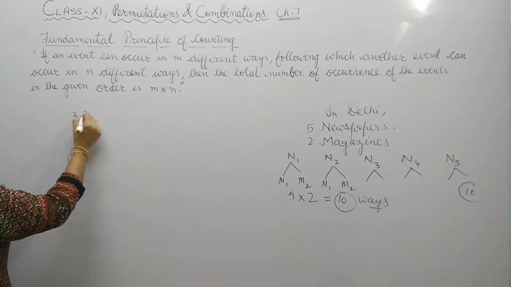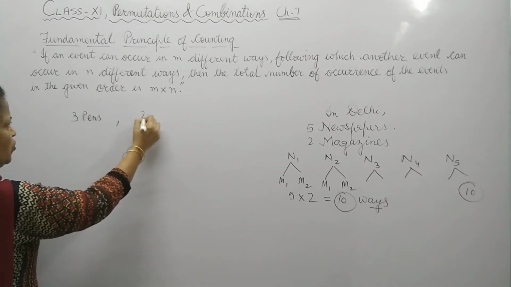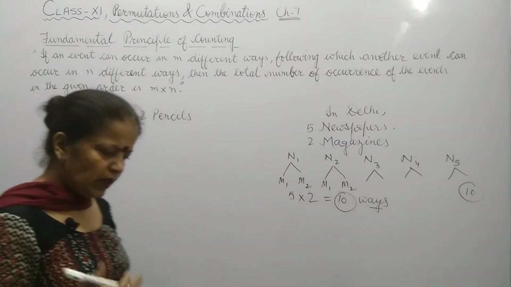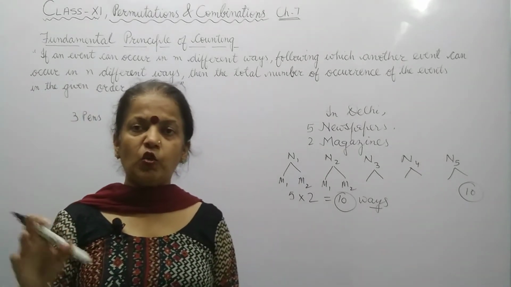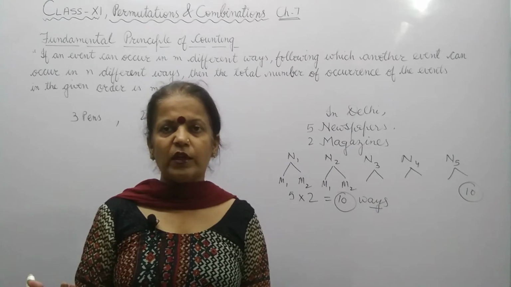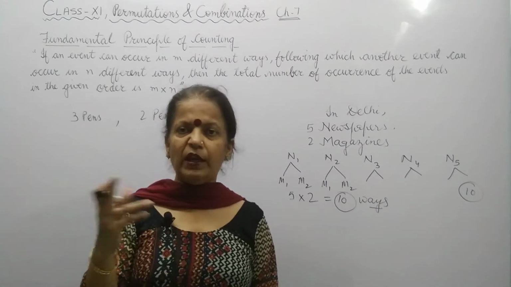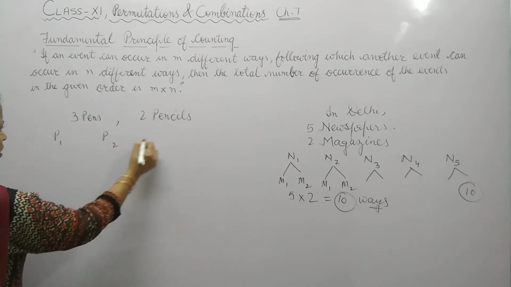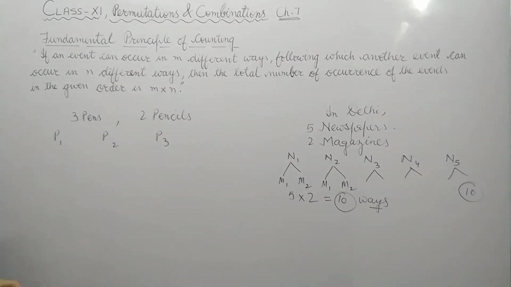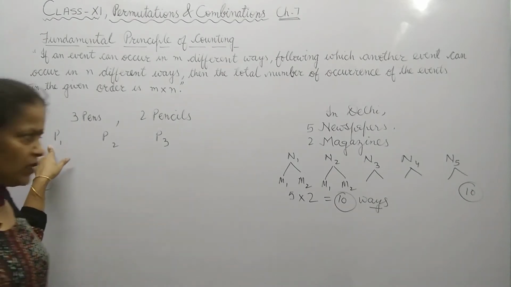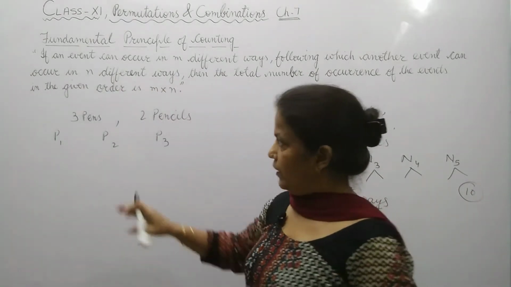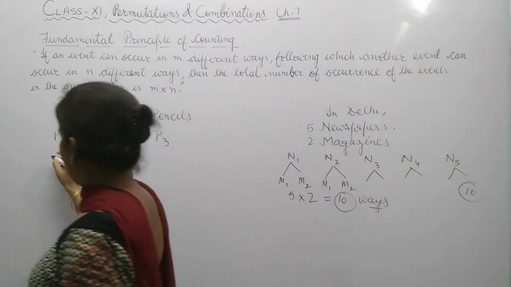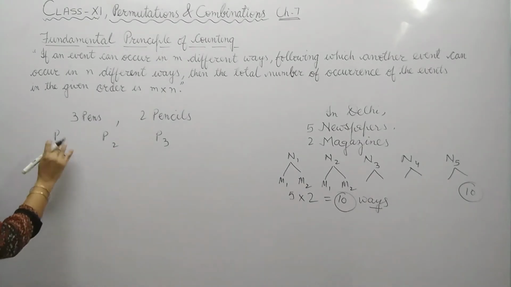3 pens are there and 2 pencils. So again, there are 3 different pens and 2 different pencils. Now again, one student has to choose one pencil and one pen. Let the pens be P1, P2 and P3. Now with the first pen, out of these 2 pencils, the student can choose any one.